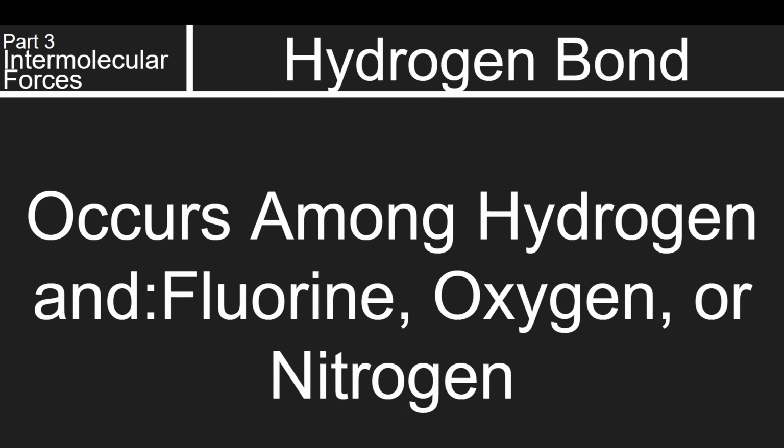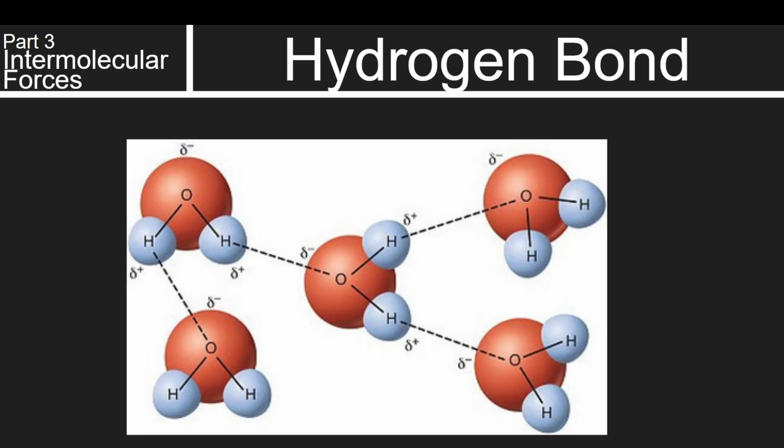Then there's a special case of dipole attraction, which occurs namely with water. It's called a hydrogen bond, and that's when there's a dipole attraction between hydrogen and one of the following: fluorine, oxygen, or nitrogen. Exclusively and specifically these three. So one of the best examples is water with itself. The positive side of the hydrogen and the negative side of the oxygen are going to come together. They're going to attract like this, the oxygen to one of the hydrogens.